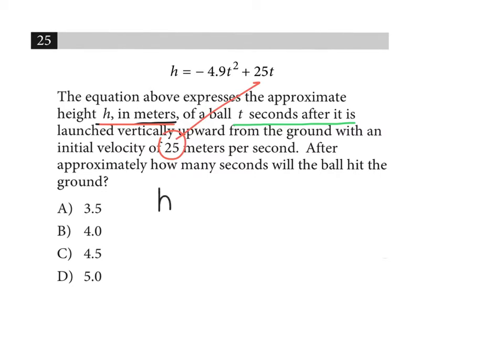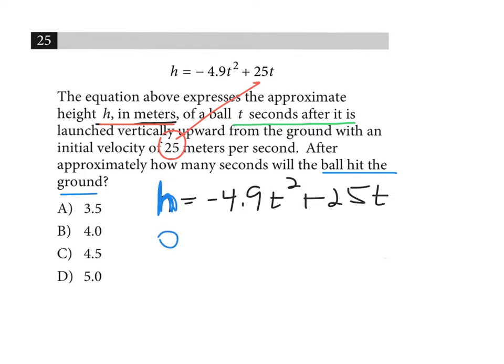Well, here's our equation, and h represents the height. So if the ball is going to hit the ground, what is the height h going to be? Well, if the ball hits the ground, the height is 0. So I'm going to plug in h is 0, and I'm going to solve the resulting equation for t time, because the question is asking after approximately how many seconds. So I'm solving for the time t if the ball is on the ground, if the height is 0.